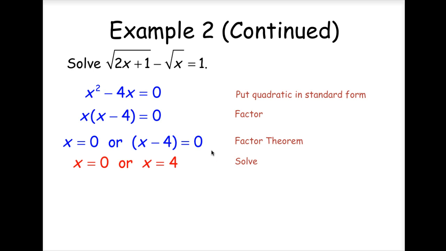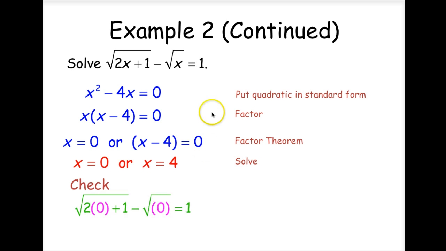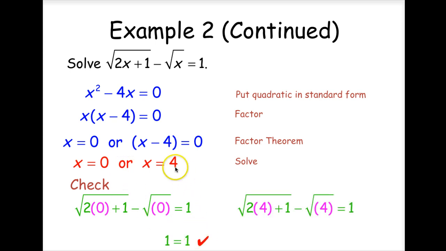So we have two solutions. We need to check them to see if both of our answers make our equation true. Substitute in the 0, yes, we get a true statement. Substitute in the 4, and again, we get another true statement. So our answer is 0 or 4.